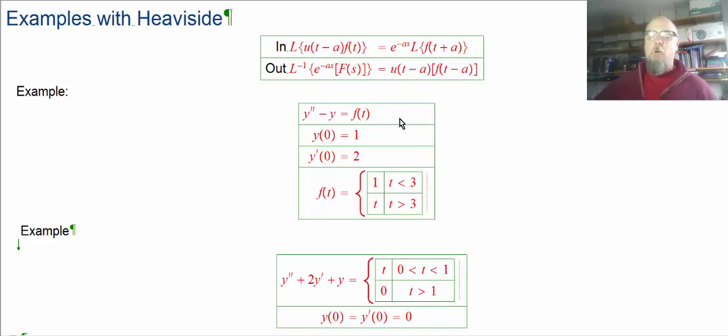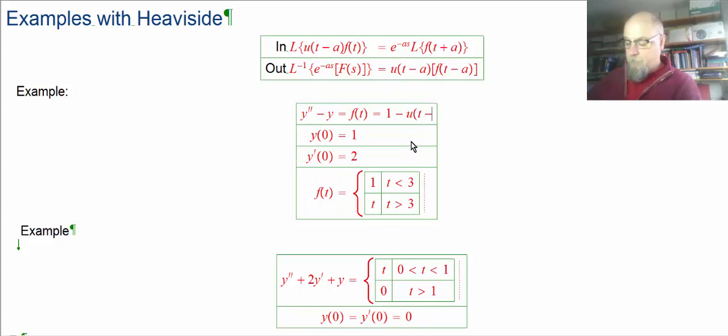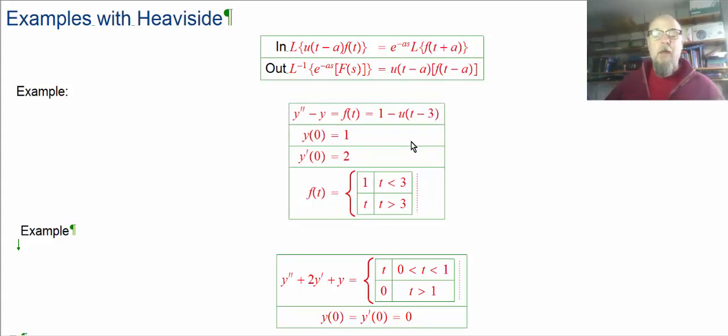So here I've got a linear second order constant coefficient equation, y prime prime minus y equals this f, and here's this f then. It's 1 before 3, and then it switches to t. So what really happens then, we've got to put the 1 before 3, and now I need to turn off the 1. If I just stop like that, this piece here is going to be 1 before 3, and it's going to be 0 after 3.